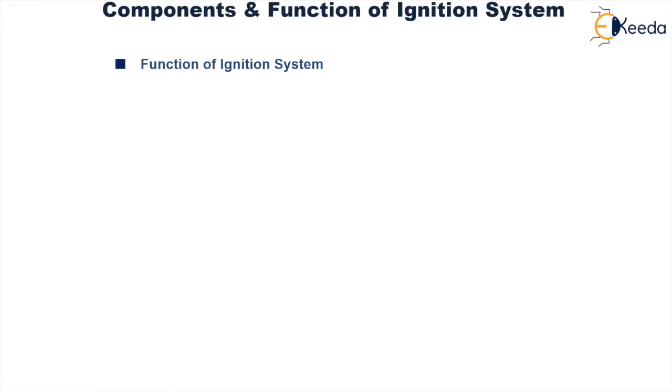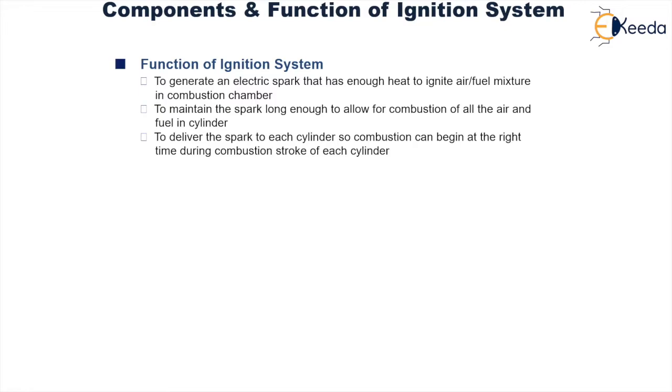Now, let us see what functions are desired out of an ignition system in an IC engine. The first and foremost is that it should be able to generate a spark with enough heat to ignite the air-fuel mixture in the combustion chamber and start combustion. Other than this, the spark should be maintained for a time long enough so that the total combustion of the air and fuel mixture in the cylinder is able to get completed.